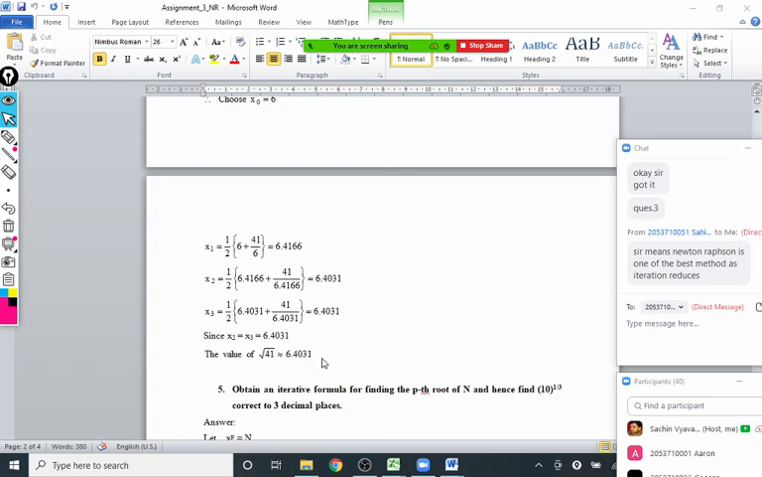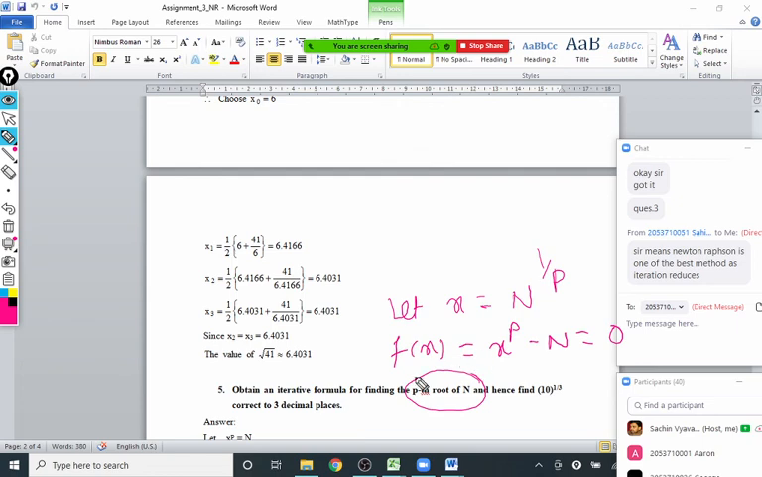Now examples 5 and 6 are exactly similar to this. The only difference is that in example 5, we have to find the pth root of n. So we can start like this: let x be equal to capital N raised to the pth root, meaning raised to 1 by p. So x raised to p minus n equal to 0 will become your f(x) for this question. That's the only change.